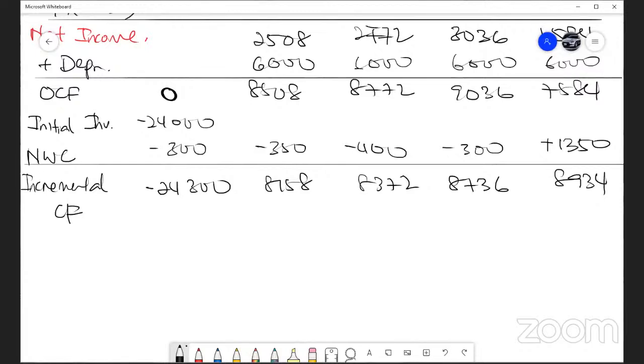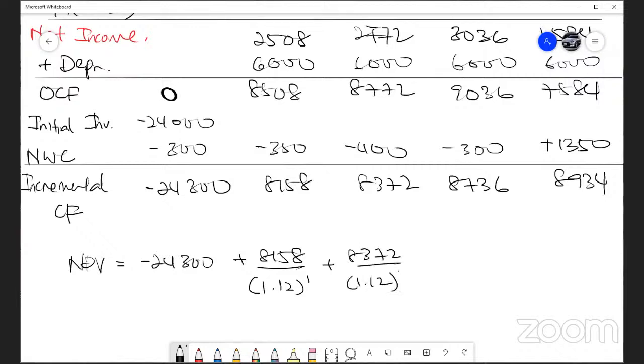Okay. So how to calculate this? Again, I showed you a lot of methods just now. So you can do NPV: negative 24,300 plus 8,158 divided by 1.12, what is the rate? 12. 1.12 to the power of 1. 8,372 divided by 1.12 to the power of 2. 8,736 divided by 1.12 to the power of 3. And 8,934 divided by 1.12 to the power of 4. Again, you need to count one by one, add up together.